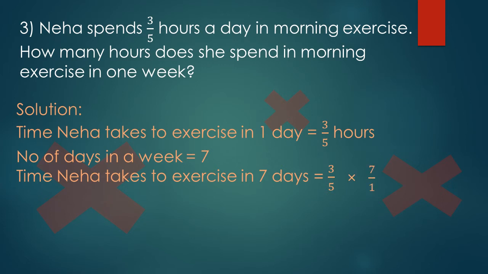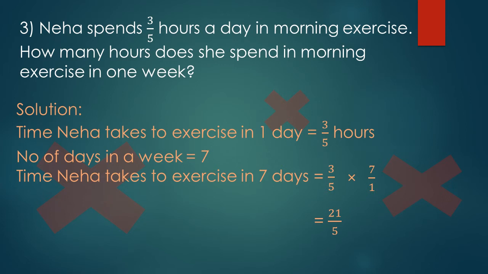Here I see numerator and denominator both are not divisible by the same number. So do the multiplication. Numerator by numerator and denominator by denominator. 3 7s are 21 and 5 1s are 5. So the fraction is 21 upon 5. But 21 upon 5 is an improper fraction.